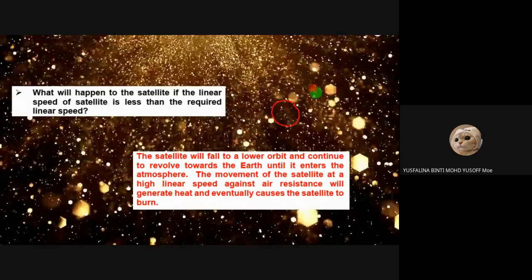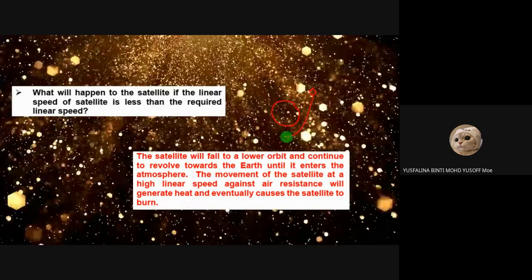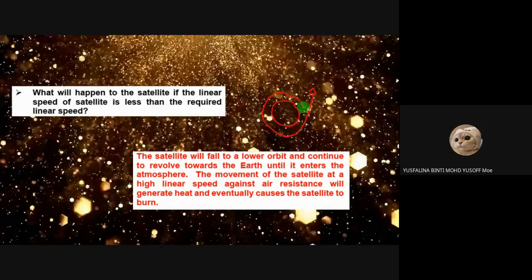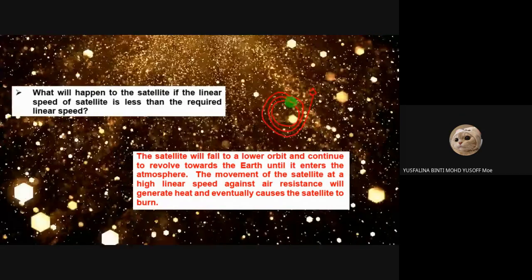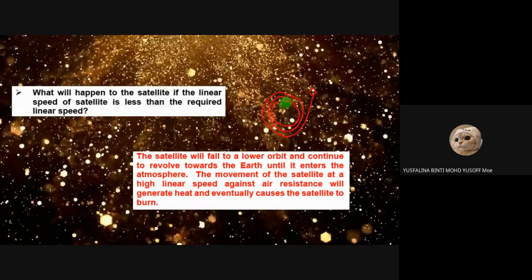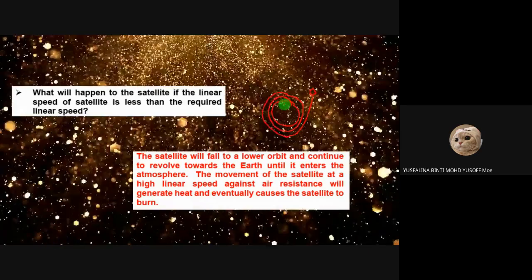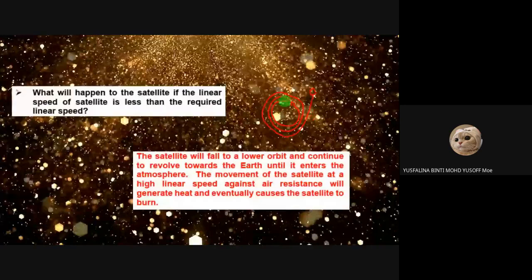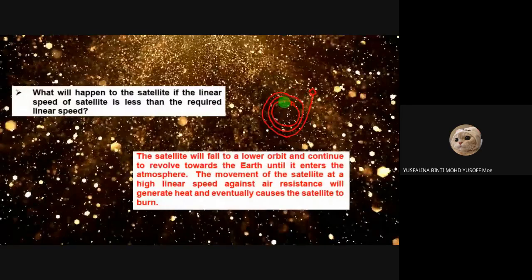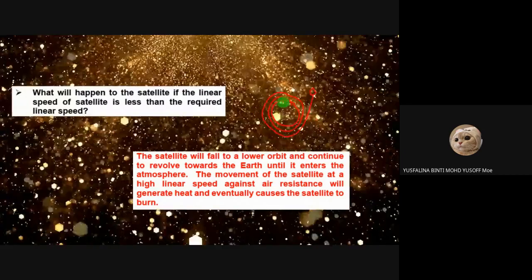So let's say this is Earth and this is the satellite. If the linear speed is less than the required speed, it will keep rotating until it enters the atmosphere here. When it enters the atmosphere, the air resistance is too high, and the resistance causes heat, right? So when it produces the heat, it will burn the satellite. So that's what happens if the linear speed is lower than required.